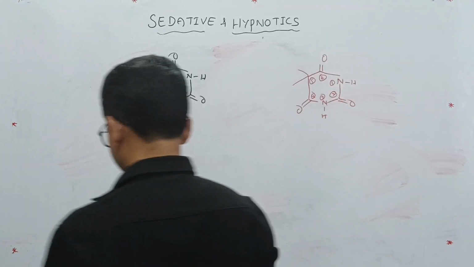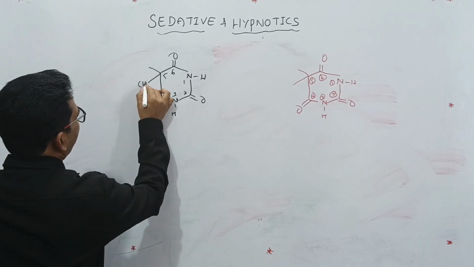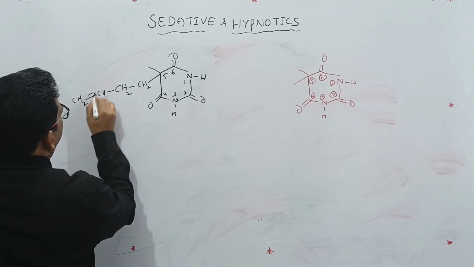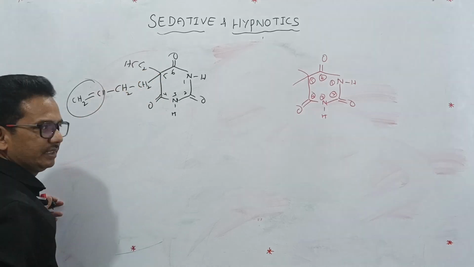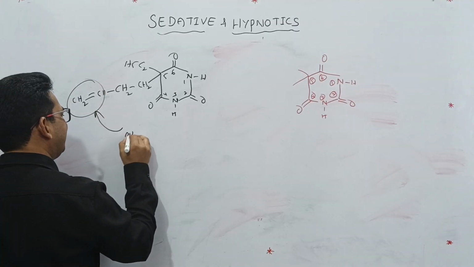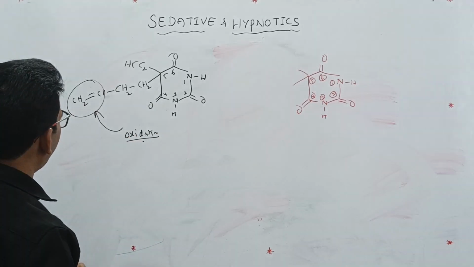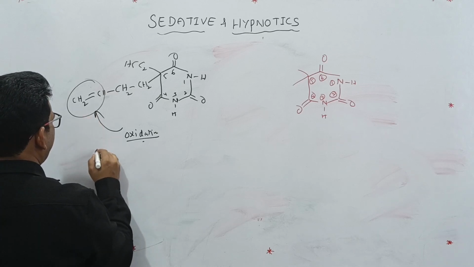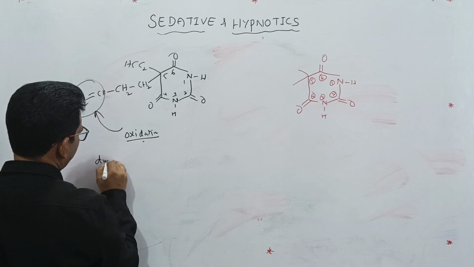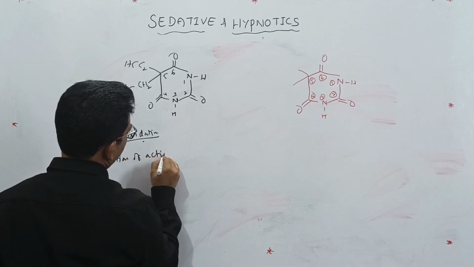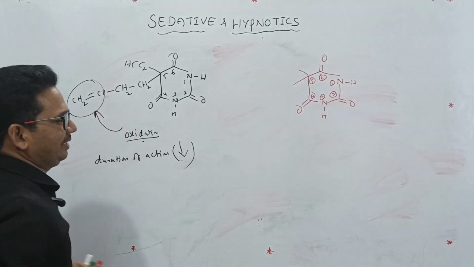See, next, particularly in the side chain, if any double bonds are available, any double bonds present, it easily undergoes oxidation. That's why the activity, particularly the duration of action of the drug, decreases, because it undergoes oxidation.